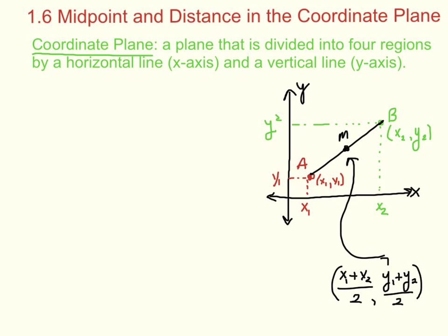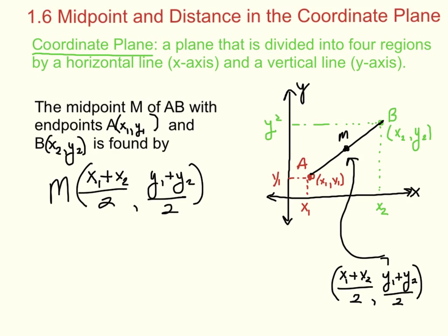Because this right here, I'm going to circle it, this is the average of the x values, this is the average of the y values. So the midpoint formula says this. The midpoint M of segment AB with endpoints of A, and then there's the coordinates, and B, coordinates, is found by the midpoint. You find the average of your x values, you find the average of your y values. So let's apply that.